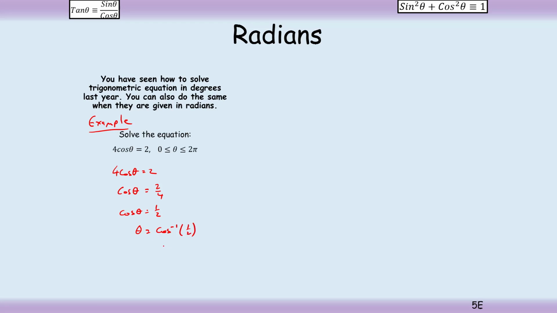Now you can use your calculator if you don't remember. Use your calculator, but make sure it's set into radians. And cos to the minus 1 of a half is pi by 3, 60 degrees. So theta equals 60 degrees. Okay, so we've got one of the solutions. I say one because it tells us to solve the equation between 0 and 2 pi.